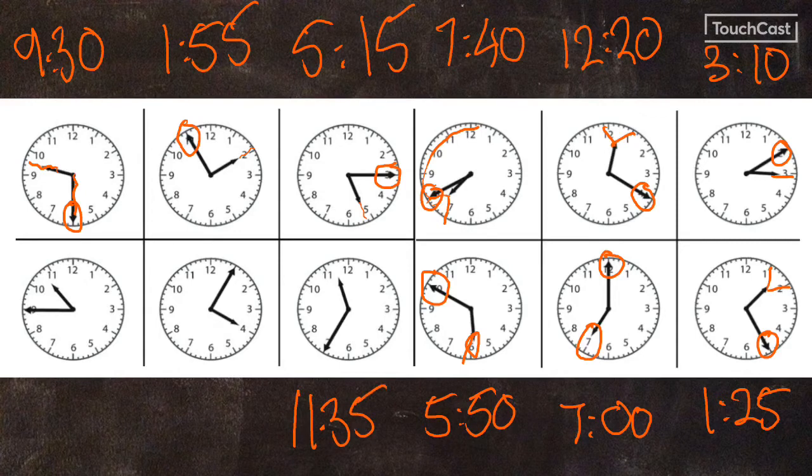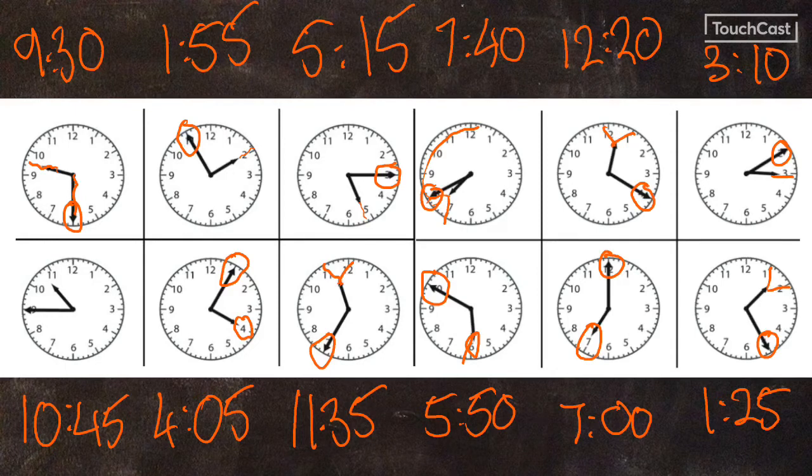Next one, 11:35. So it's in between the 11 and the 12, with the minute hand pointing right at the 7. 7 lots of 5 is 35. Okay, 4:05 on the next one. It looks like it's almost on the 4, which means it's going to be 4 o'clock. The giveaway is the fact that it's pointing right at the 1, which means it's 5 minutes past. It can't be before 4. If it's that close, it would be much closer to the 3 if it was 3:05.